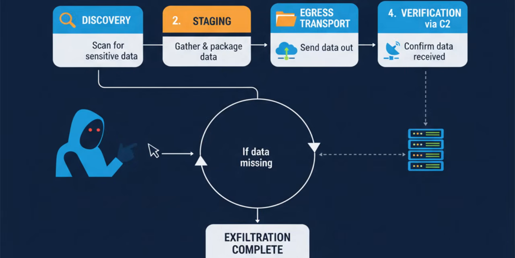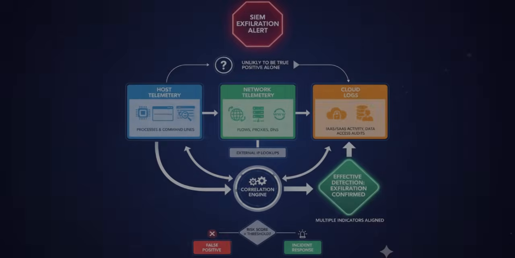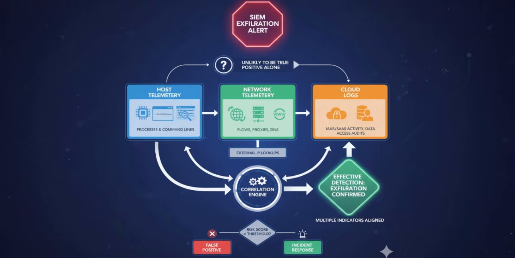Hackers will often follow a predictable life cycle. It starts with discovery, then it moves on to staging, egress transport, and then verification via C2. A single alert rarely proves exfiltration in a SOC environment. Effective detection means correlating host telemetry like processes and command lines, network telemetry like flows, proxies, DNS, and of course, cloud logs if applicable.